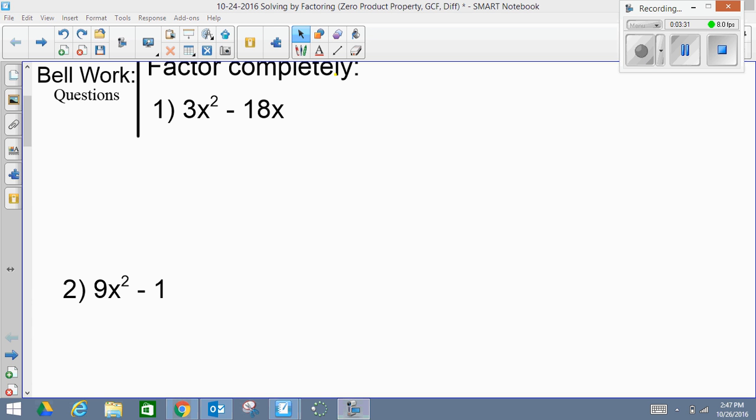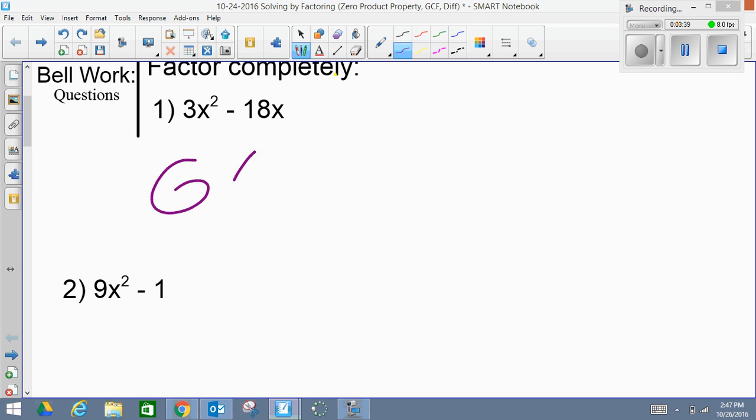Now I have problem number 2. It says 9x squared minus 1. So 9x squared minus 1. The first thing I check is GCF. I check to see if I have a greatest common factor between the two of them. I have a coefficient of 9 at the beginning. I have a 1 at the end. So technically, if I see only a 1, then there's no GCF. It's only 1, so I don't want to go there. I will do GCF if there's a number different to 1. If it's 1, that's it, no GCF.